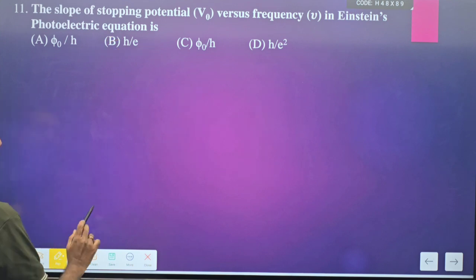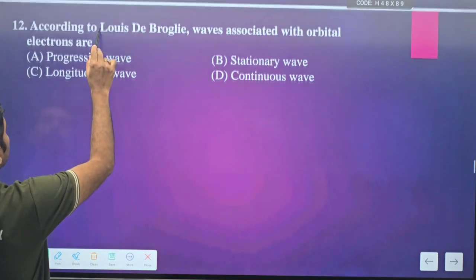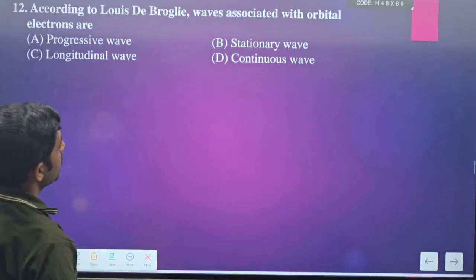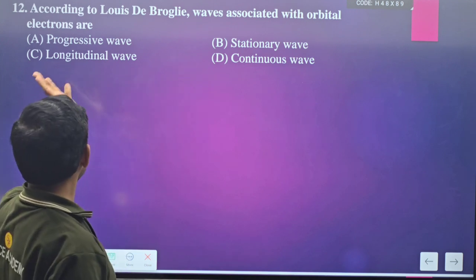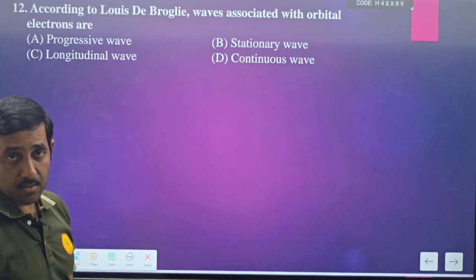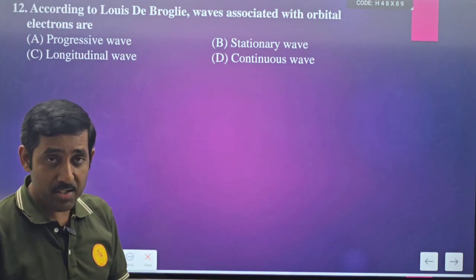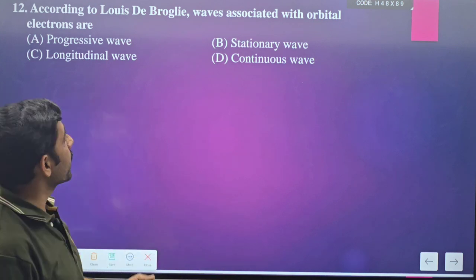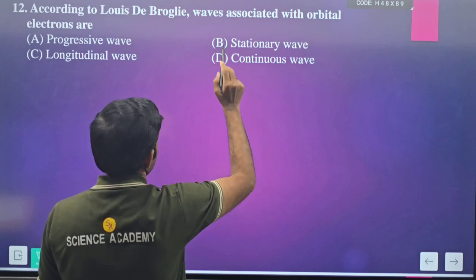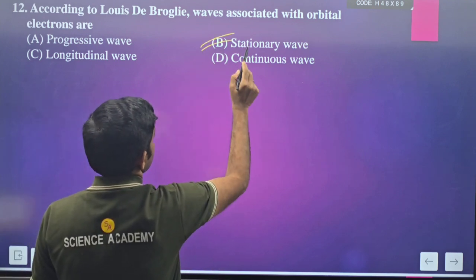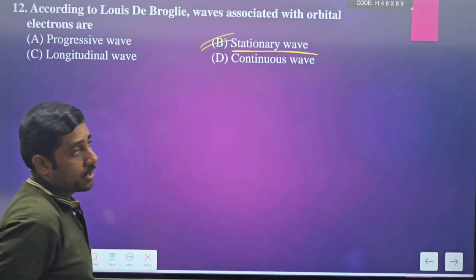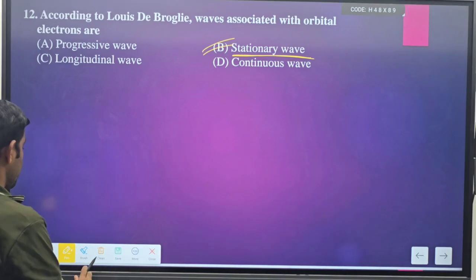Next, question number 12. According to Louis de Broglie, waves associated with orbital electrons are, de Broglie's hypothesis, they are stationary waves. Standing waves, stationary waves or standing waves. So that is option 2 or option B, the right answer.